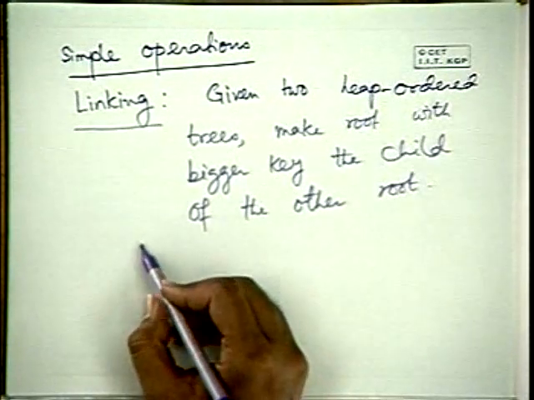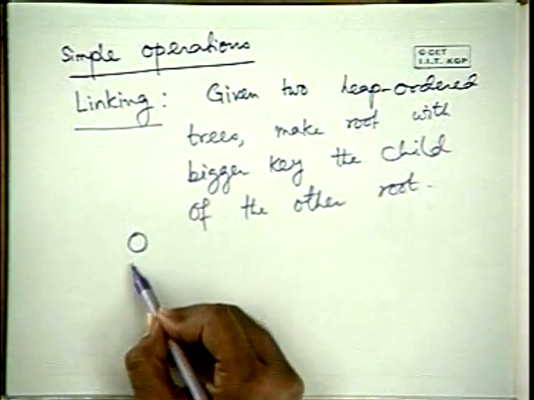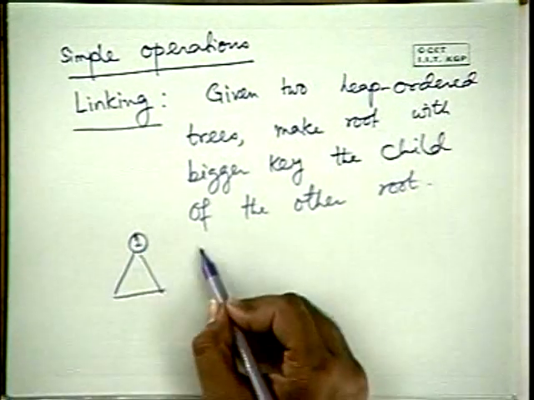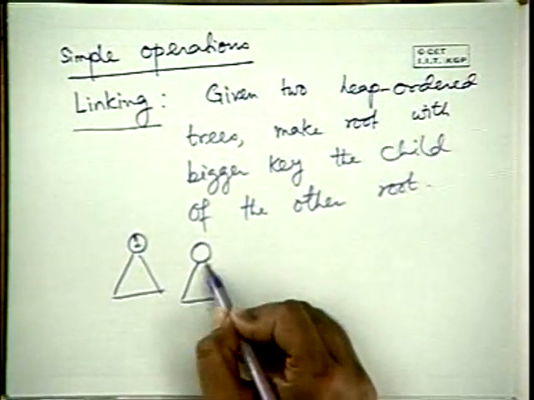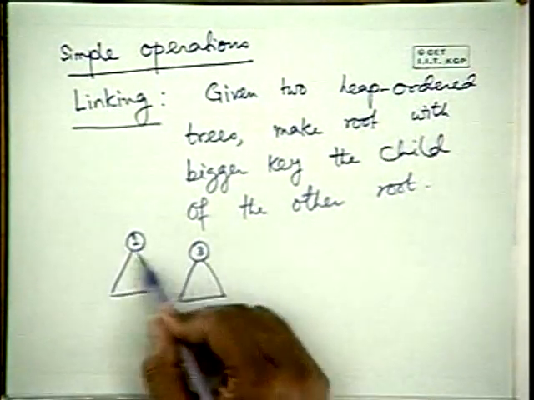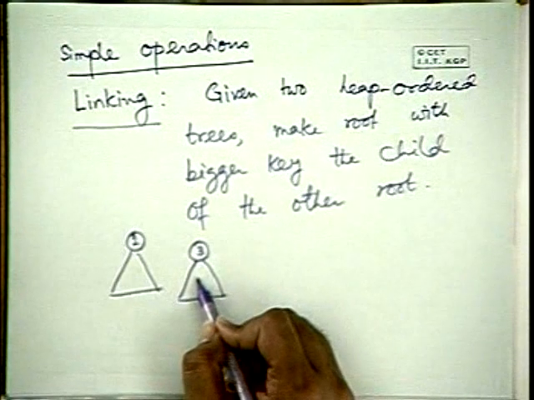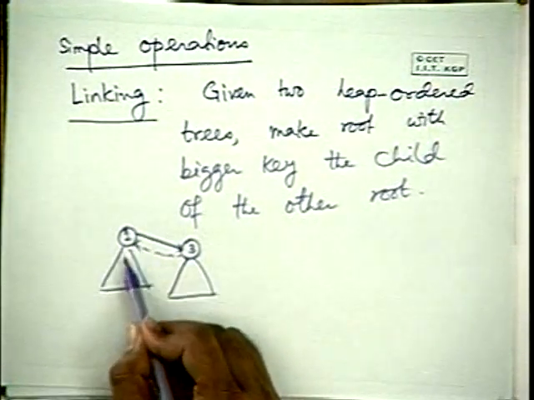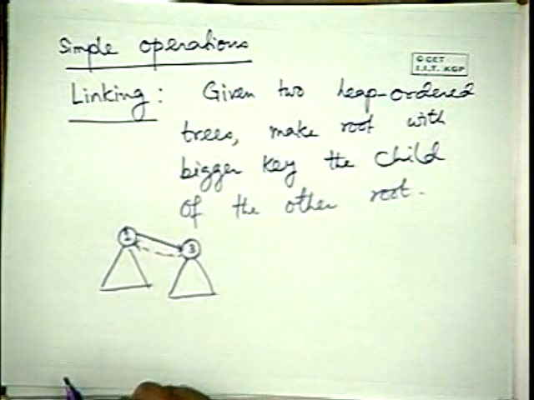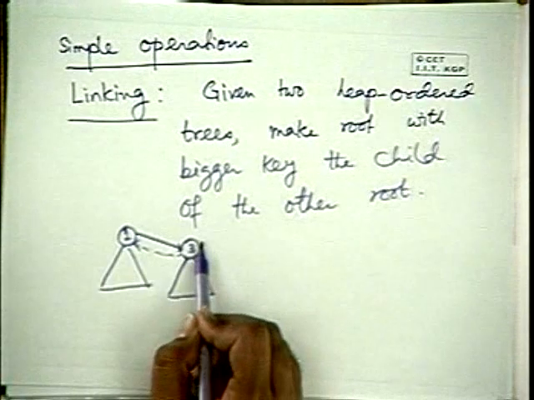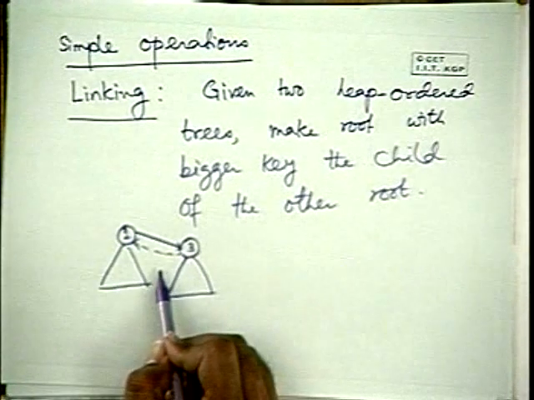So suppose here is an example. Suppose I have a heap ordered tree and its root has value say 1. I have another heap ordered tree whose root has a value 3. The linking of these two means that this is made the child of this one. And of course, you have to take care of this doubly linked list and all those things. You have to properly do that.